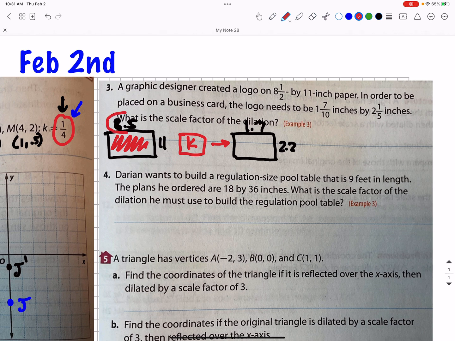Well, our big paper has a side of 8.5. So if we multiply that by something, it shrinks it down to 1.7. So we can say 8.5 times K equals 1.7. And we want to figure out what is that something that we have to multiply by. So let's divide by 8.5 to get rid of it over here. And it turns out K was 1.7 divided by 8.5, which is 0.2. So our scale factor was 0.2, which is 1/5. So basically you had to shrink everything by 5 times or multiply by 0.2.